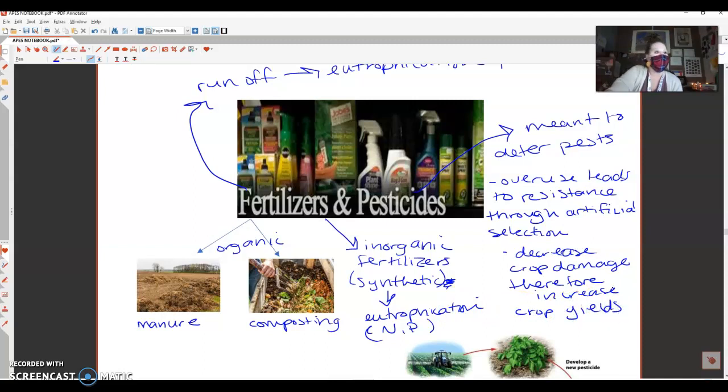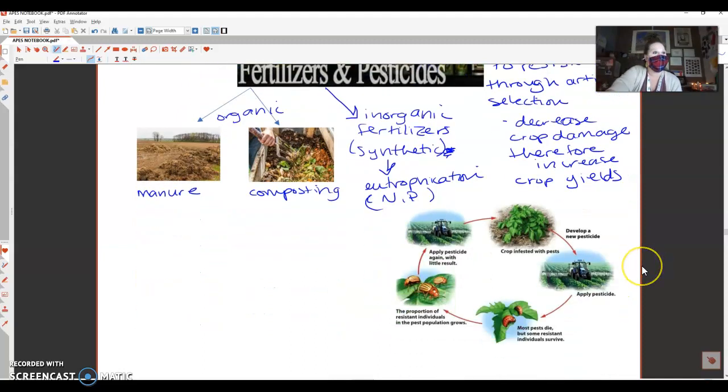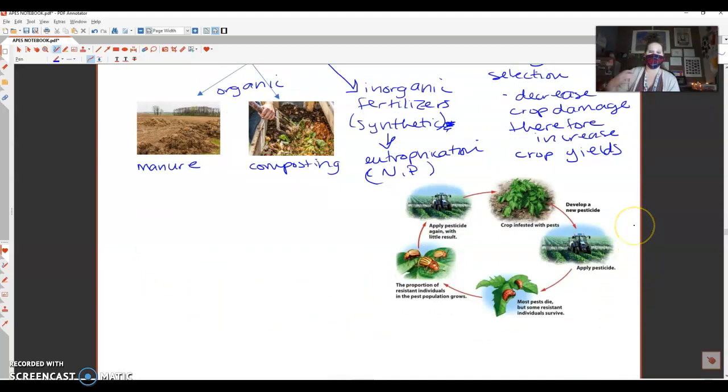Okay, so I want to go back and look at this pesticide overuse. This is what we call a pesticide treadmill. Y'all know what a treadmill is. It's the thing you run on, and the tread just keeps going in a circle, so that's what you run on, and keep going and going and going. That's what happens with pesticides, okay?